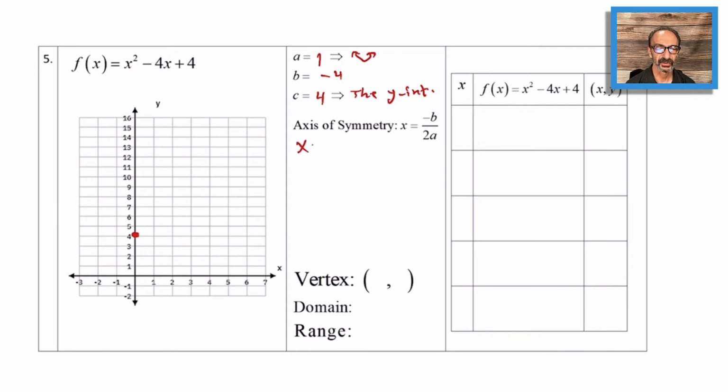Let's find the axis of symmetry. Minus B, that's minus -4, over twice A, that's 2 times 1. That's a +4 on top, over 2, which is 2. So x equals 2 is my vertical line. In this case, it's going to be the axis of symmetry, right at x equals 2. To find the vertex, where the graph is going to turn, and will have a max or min, we need to plug in 2.